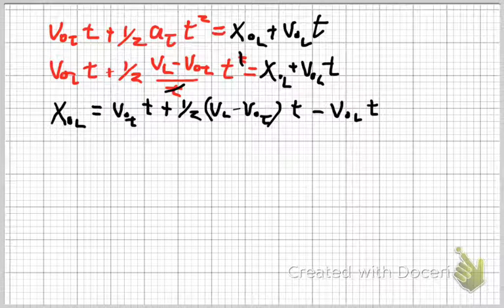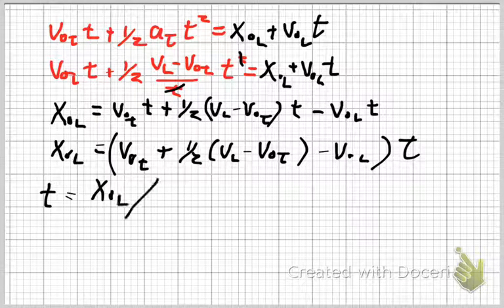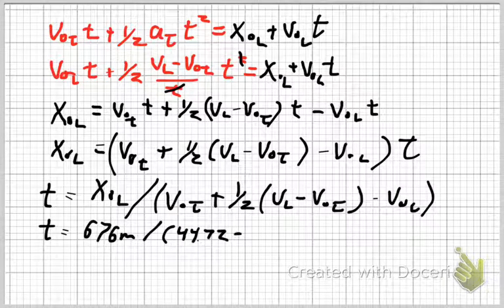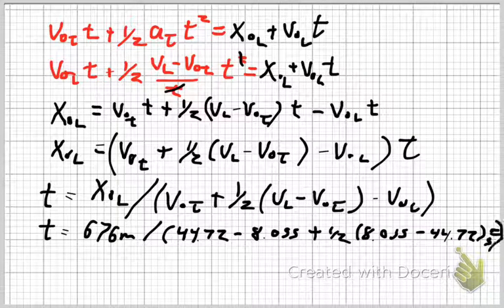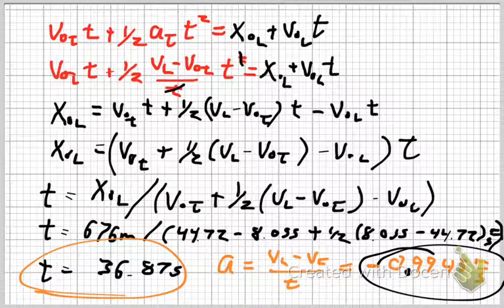So here we have the equation in black, where time is on one side. Then we factor out time. And then we basically solve the equation for time. Only then do we put in our numbers. And solve for the time: it is 36.87 seconds. And the acceleration is negative 0.9943 meters per second squared.